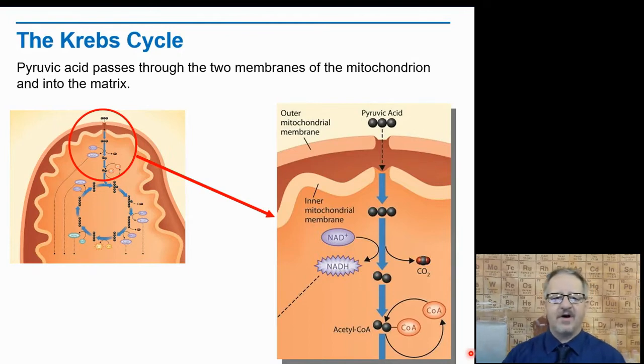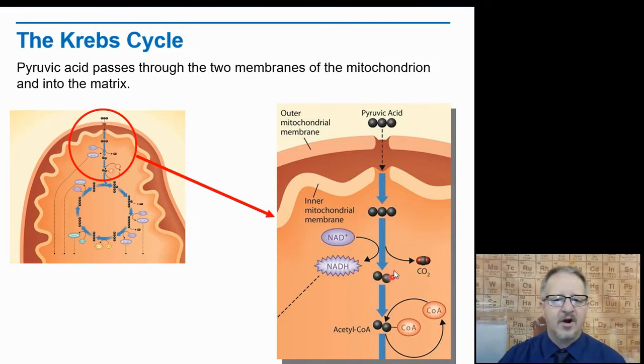Now, here we have another kind of a blow up of the first part of the Krebs cycle, where we have the pyruvic acid moving into the inner space of the mitochondria. So it passes through both the outer mitochondrial membrane and the inner mitochondrial membrane, where it begins reacting. And as it reacts, it actually loses a carbon dioxide. You see the carbon dioxide here. And now we have a molecule that only has 2 carbons.